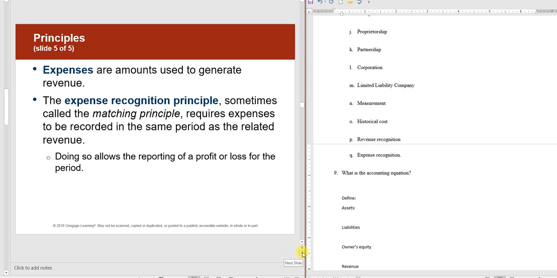And the expense recognition principle, I should have added matching here, and probably will on your handout, so it may have matching on it. The matching principle and the expense recognition principle are pretty similar. They say you record the expense in the same time period as the revenue.